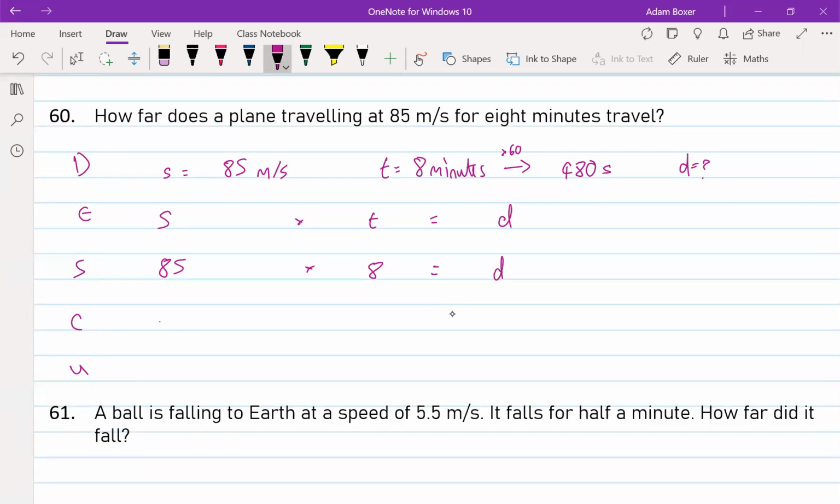And oh no, I've made a mistake again. Silly Mr. Boxer. This is my mistake. Because I don't want to use the 8 minutes. I now want to use the 480 seconds. So I need to rub that out and do 480 instead. Equals D. I get my calculator. That's not one that I'm going to do in my head. And that gives me 40800 meters. Done. Simples.